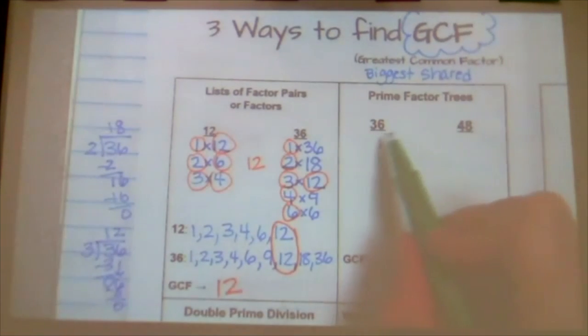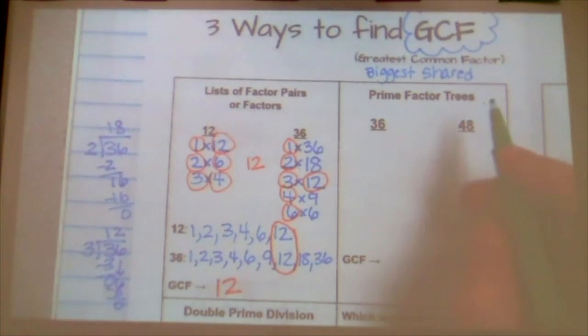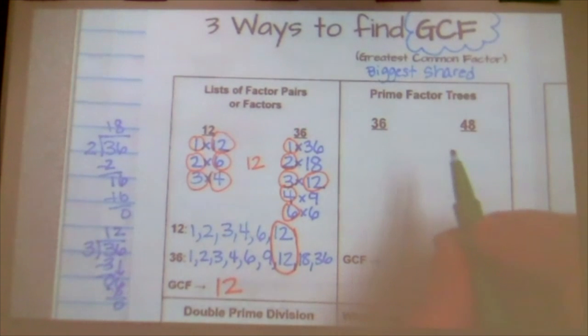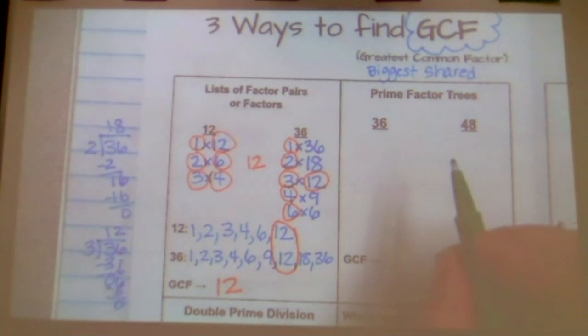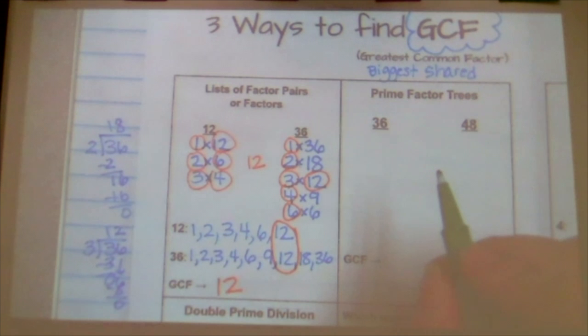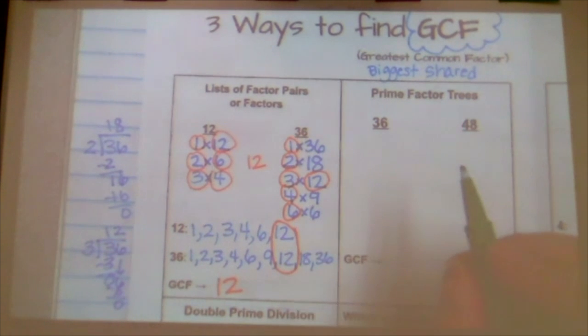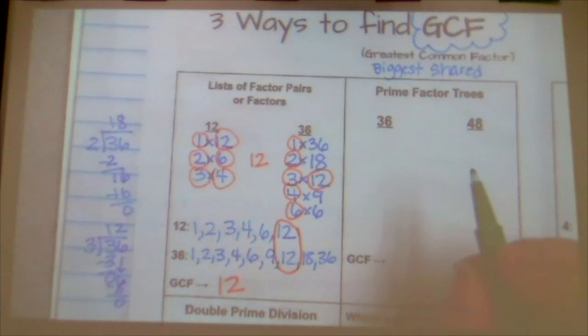So these are called prime factor trees. And so they're called factor trees because you're going to draw branches off of the numbers, and you're going to try to break these numbers down into their factors, and your branch stops growing once it's reached a prime number. So a prime number is a number where the only way to get there is 1 times itself.